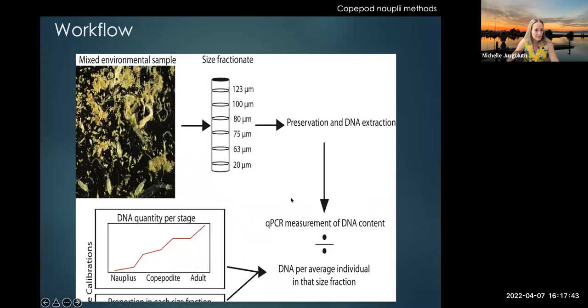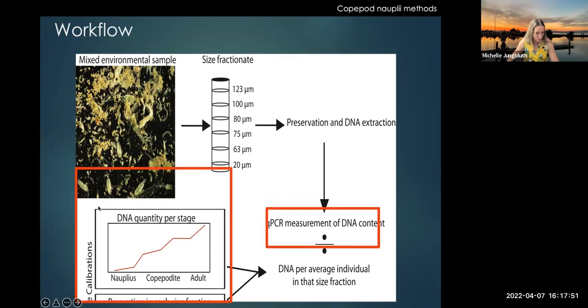In the general workflow, oh, that didn't show up very well. Oh, that's a first. Okay, well, anyway, the plan was to use that calibration I showed on the prior page for the qPCR measurement of DNA content. Oh gosh, that's totally wrong. Well, anyway, take a mixed environment.